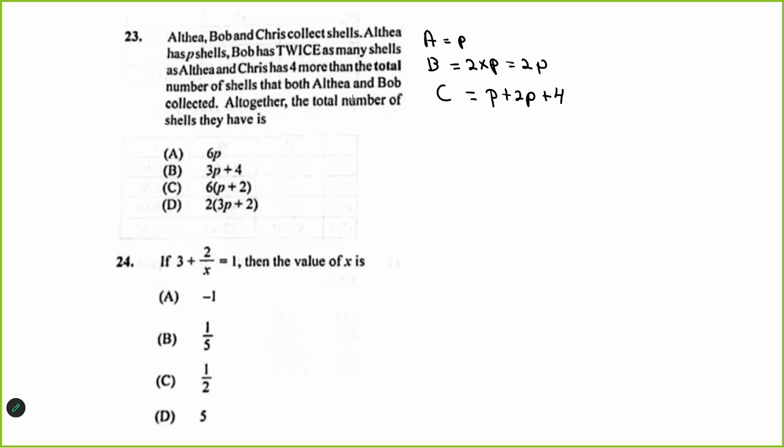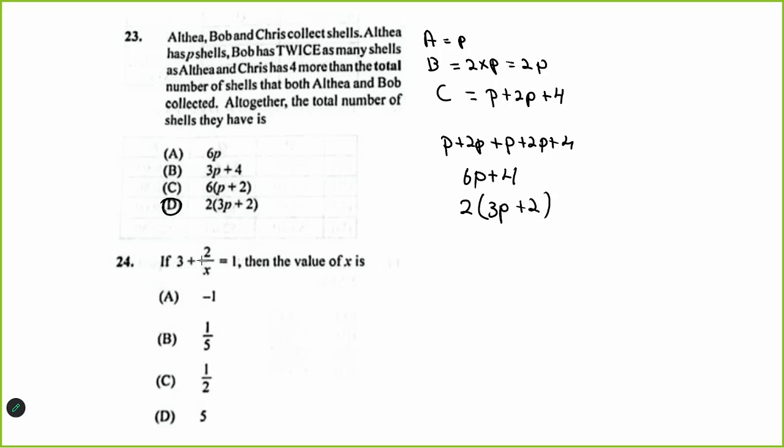Altogether, the total number of shells they have, you're going to add up P plus 2P plus P plus 2P plus 4. That's 2, 4, 5, 6. That's 6P plus 4, right? First off, we have our little factorization there. So let's see, what do 6 and 4 have in common? They have 2. 2 by what would give you 6P? 2 by 3P. And 2 by what would give you 4? That's 2. So the answer is D.